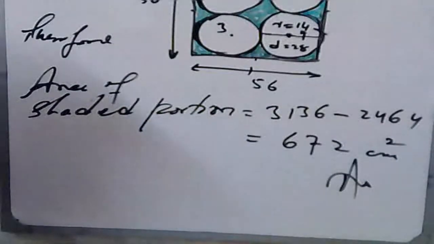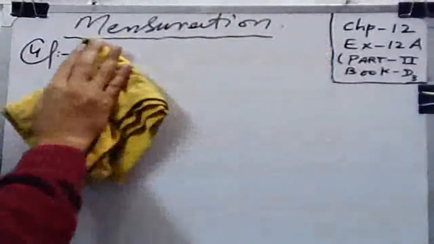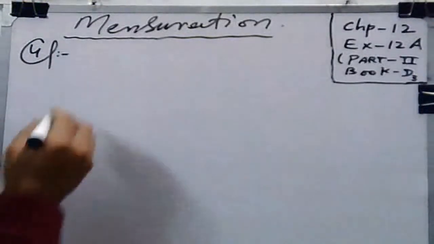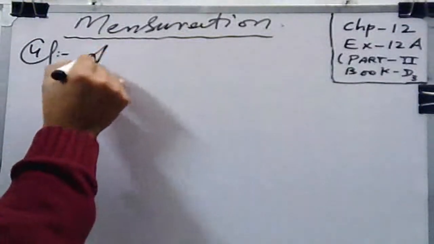Now coming to part B. You can see another figure is given to you. You have to draw another figure for part B. In your textbook, the given figure is like this. So we have to find the area of the shaded portion.